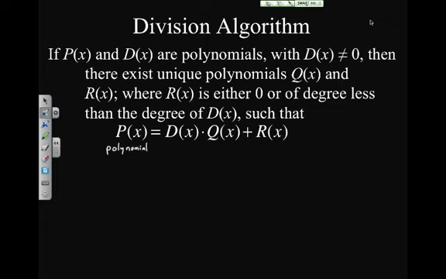D of x is your divisor. It's what you're dividing by. Q of x is your quotient. And then r of x is the remainder.